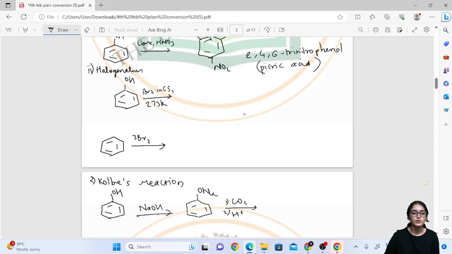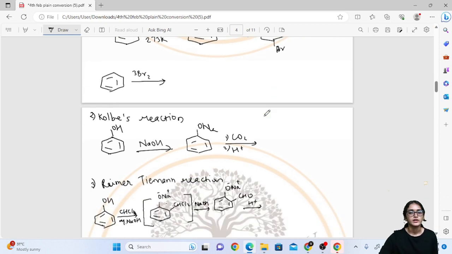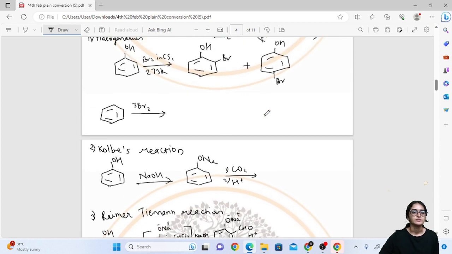Now halogenation means what? In the last chapter also we have studied. Halogenation means when you carry it out in presence of certain reagents, we will get halogens attached to that compound. So here we have phenol. If you carry out halogenation, that is we are adding bromine, this bromine gas, in carbon disulfide, that is a solvent, at 273 Kelvin temperature, we will get OH with bromine at ortho position and OH with bromine at para position. So these are the products that we will get here when you carry out the halogenation.